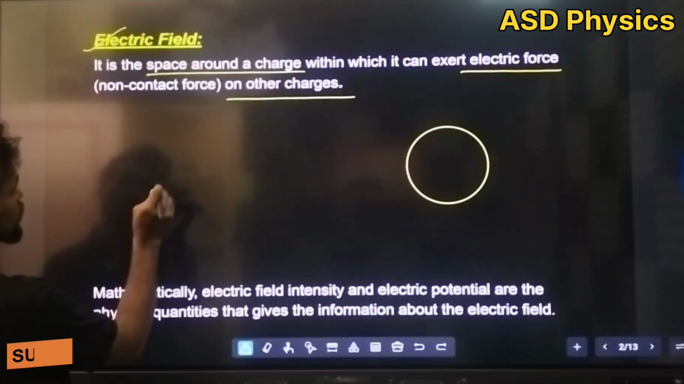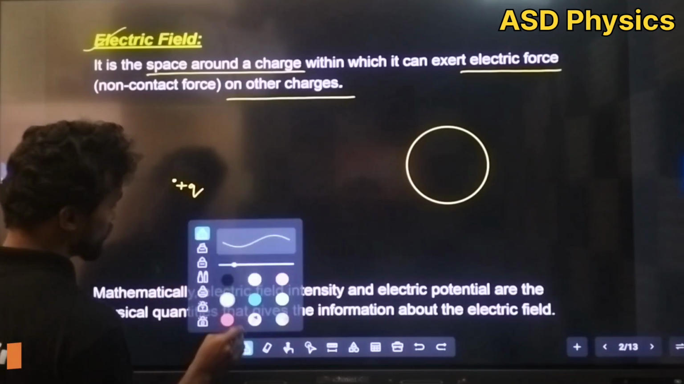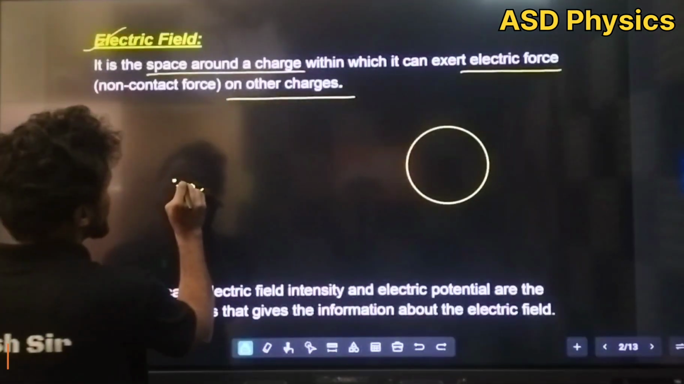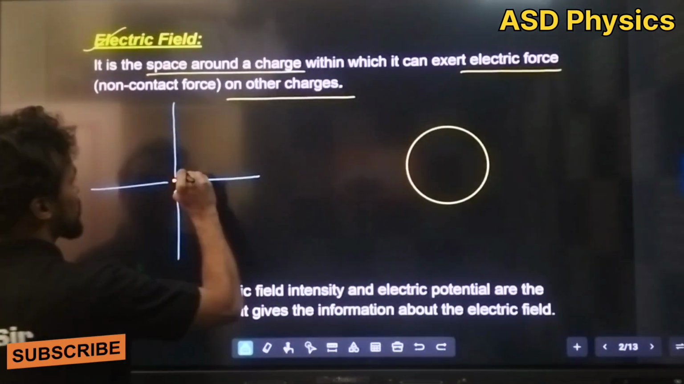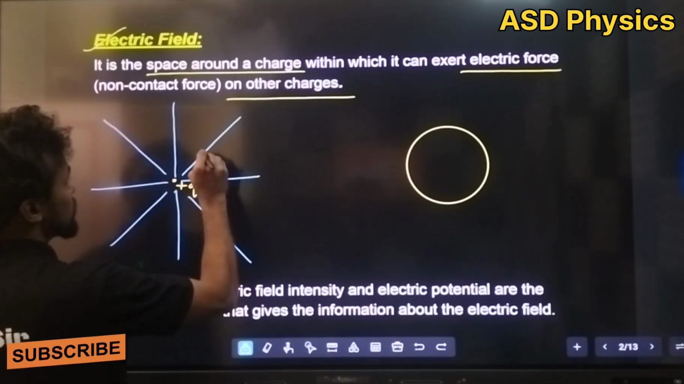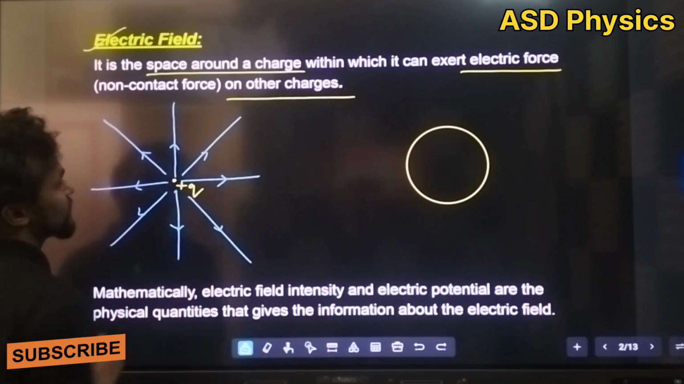First we are going to draw the electric field due to one isolated charge. Let's take this as the charge plus Q, and the electric field lines due to this charge plus Q. Whenever an isolated charge is there, the electric field lines will always be radially outward, like this. Later we will learn the properties of electric field lines also.